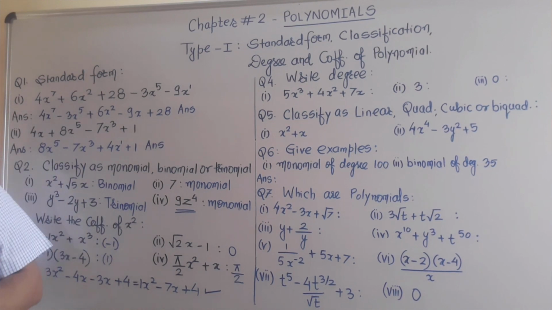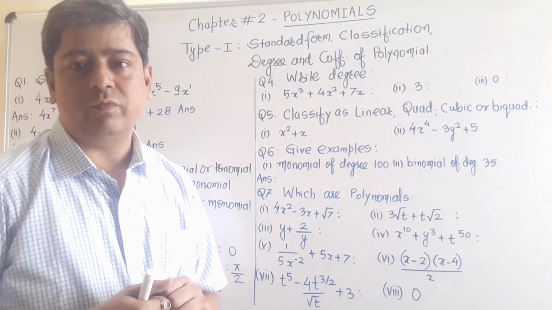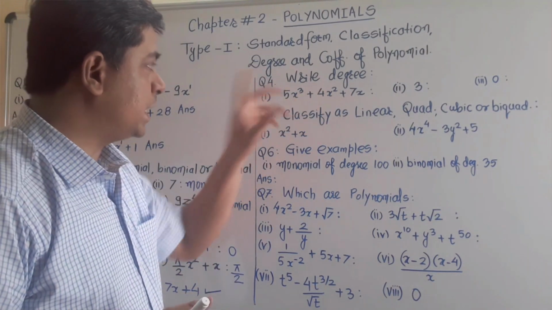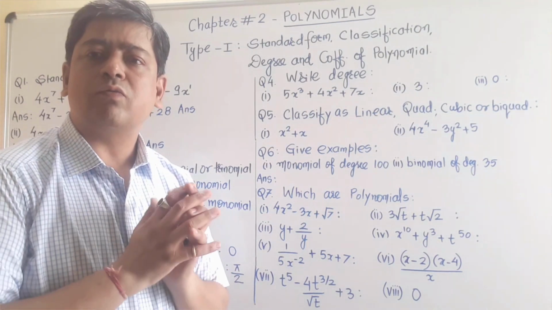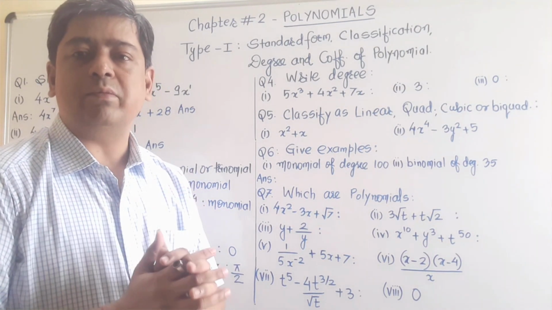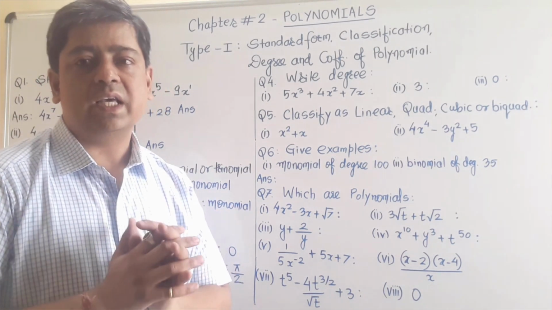Now let us see question number 4. In the fourth question, see what we have given. They are saying write the degree of the given polynomial. So what is the meaning of degree? Degree means in that polynomial whichever is the highest power is called the degree.